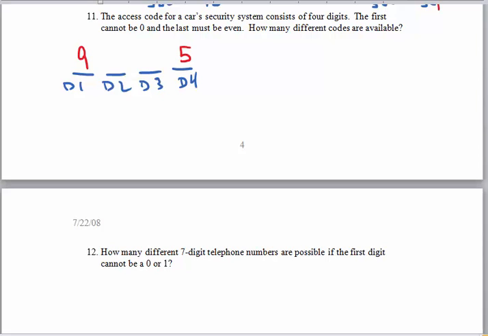And then now for the other 2 slots, right, the second digit and the third digit, there's no restriction. So those can be any of 10 digits. So this would just be 9 times 10 times 10 times 5, which would be equal to 4,500. So there's 4,500 codes available that consist of 4 digits, where the first one can't be 0 and the last one must be even.